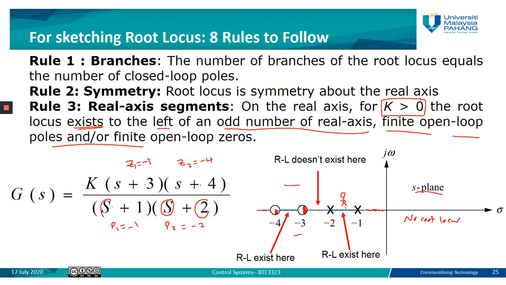Now in this area, I am on the left of only one pole. If you are on the left of one pole, or three poles, or five poles, there will be a root locus. So we draw this line. Yes, in this area there is a root locus. Why does the root locus exist in this area? Because this area is on the left of one.